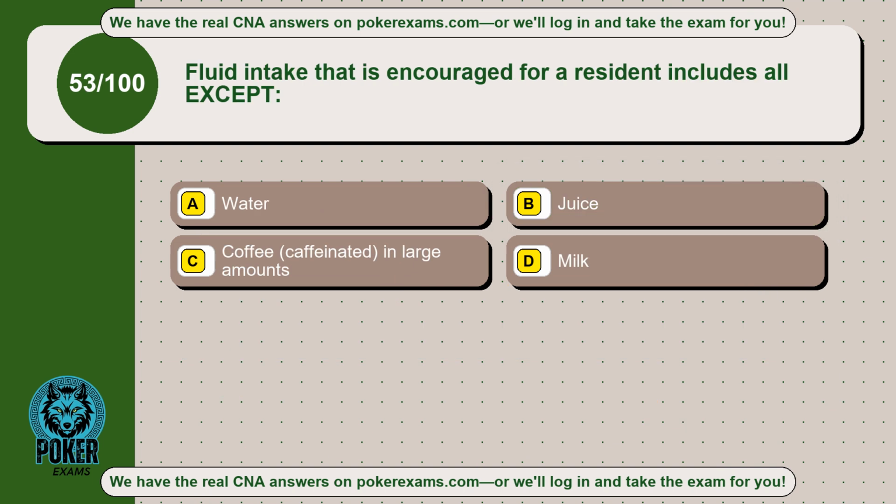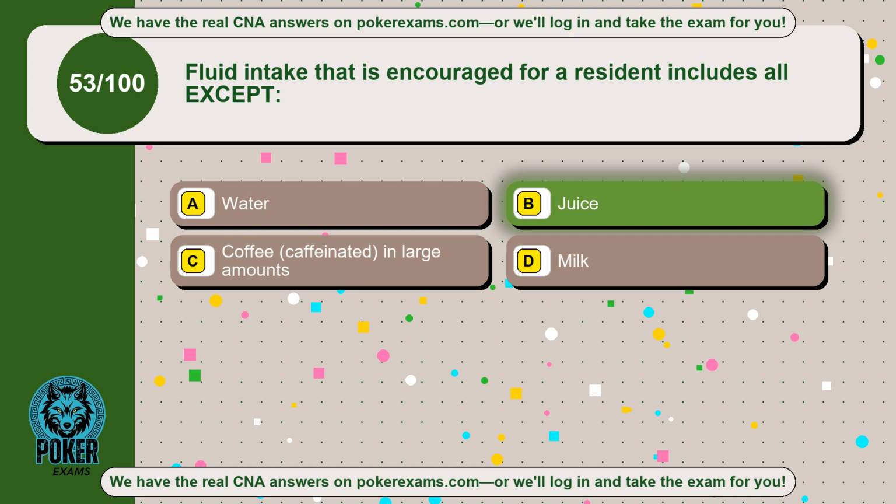Question 53. Fluid intake that is encouraged for a resident includes all except: Option A, water. Option B, juice. Option C, coffee, caffeinated, in large amounts. Option D, milk. The correct answer is option B, juice.